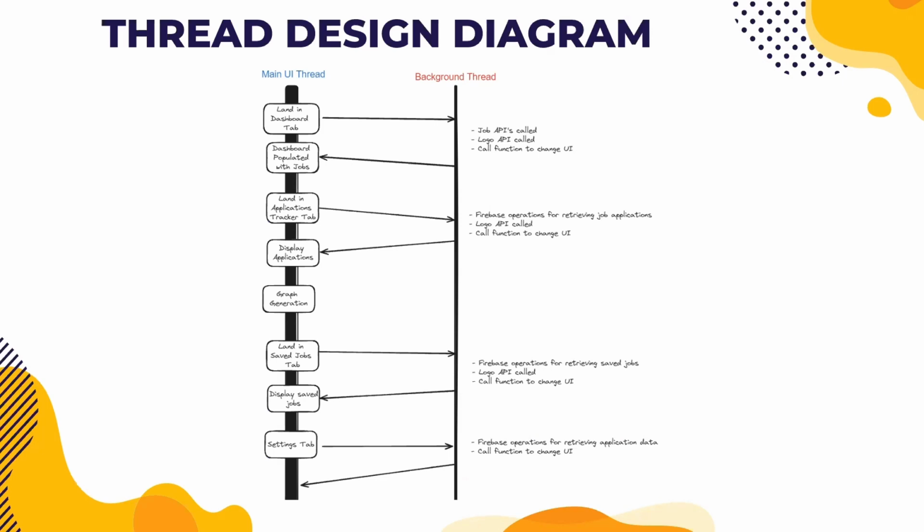If you were to then switch to your application status tracker, it would again send out more requests to the database to get only the applications that you are tracking, rather than querying the public API to find all the jobs available. And again, it will look up the logos for those companies. Once those are loaded, those are all displayed.